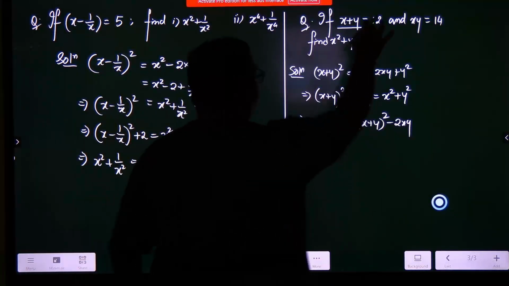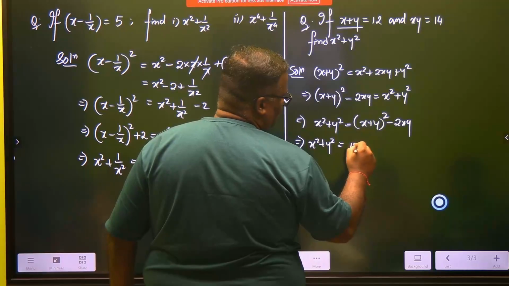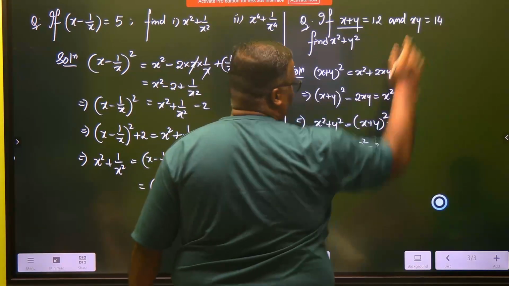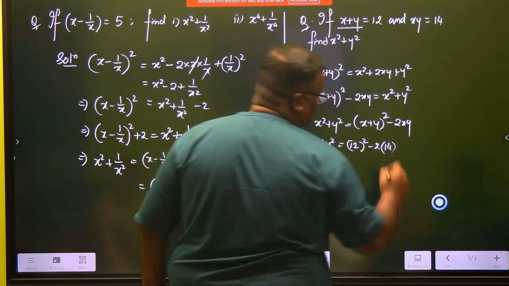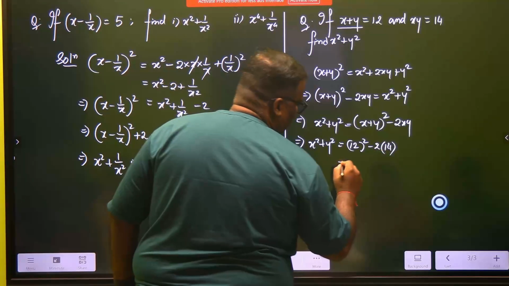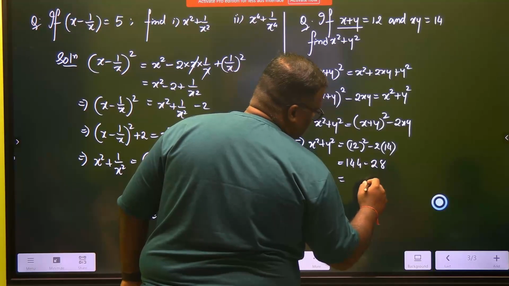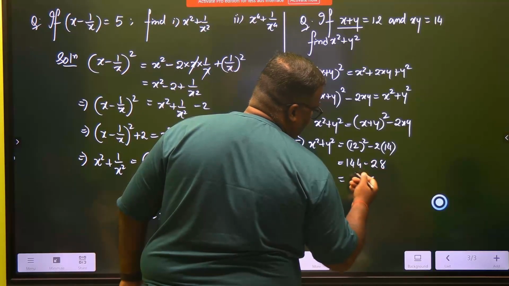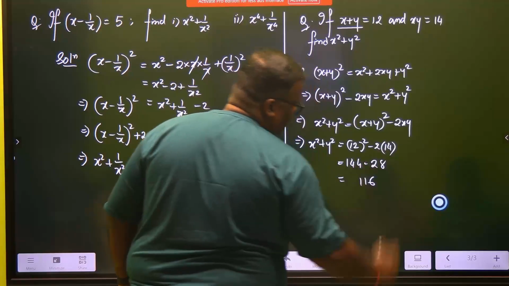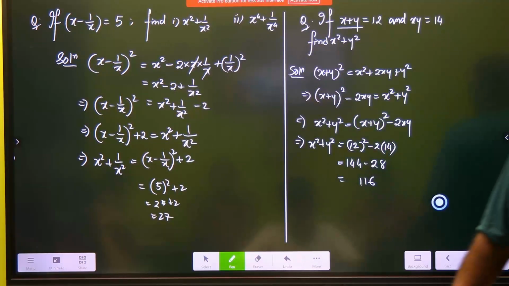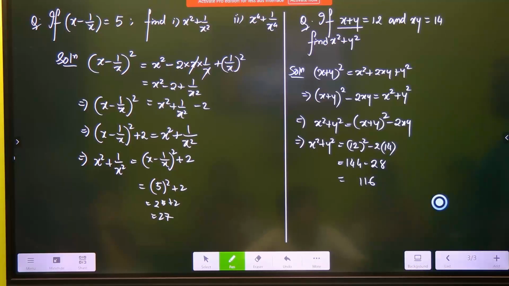x plus y is given to you as 12. So this is 12 square minus 2, and xy is also given to you as 14. 12 square is 144 and this is 28. So 8 and this 6, 1 carry over, 1 and 2, 3, 3 and 4, 1, 116. 116 is the answer. This type of problem is also very common in school tests.